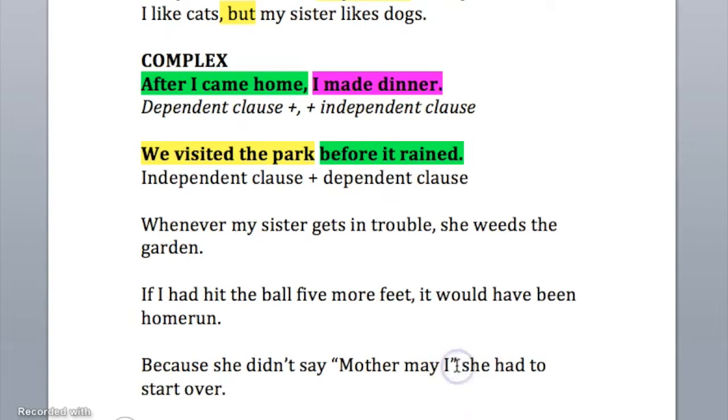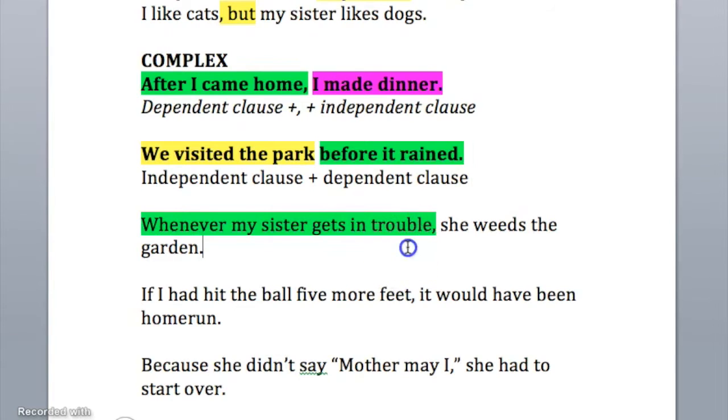All right, guys, so let's look through and identify the independent and the dependent clauses. Whenever my sister gets in trouble, comma, she weeds the garden. So what is the dependent clause? Whenever my sister gets in trouble, and because it's first, what does it need? A comma. You guys are absolutely right. You guys are smart. All right, so she weeds the garden is going to be our independent clause.